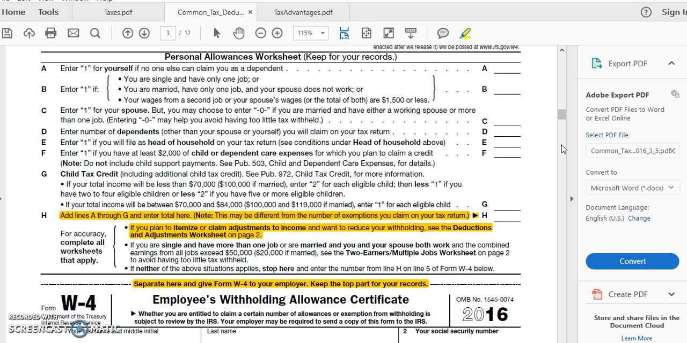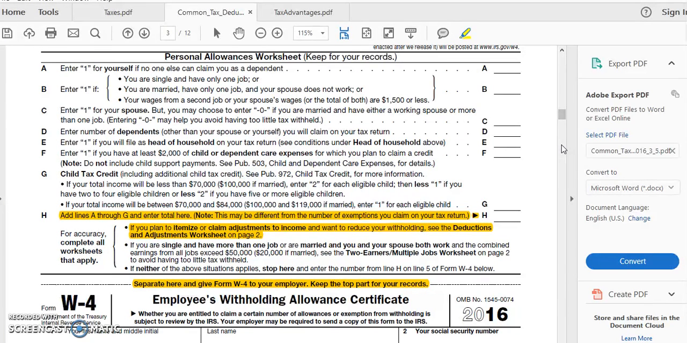So let's move on to line G. Line G says child tax credit if your total income is less than $70,000. Well, in this example, I said that I am making $65,000 a year, so I'm going to meet that, okay? So I can enter 2 for each eligible child. Then subtract 1 if you have 2 to 4 children. So I'm going to enter 2 because I only have 1 child.